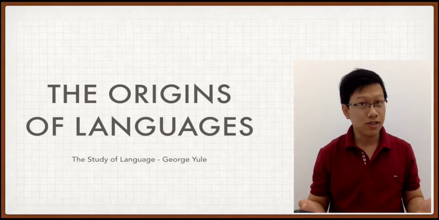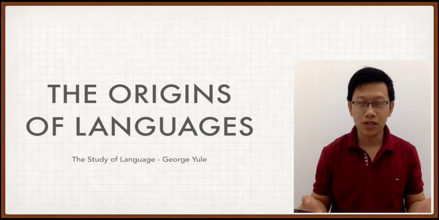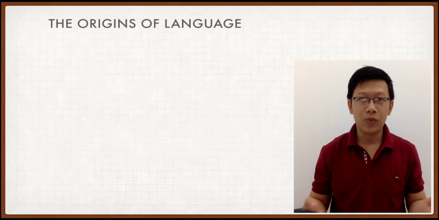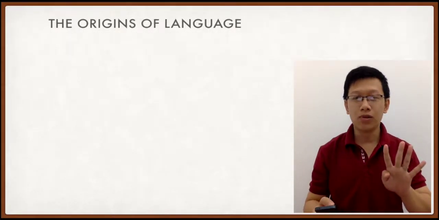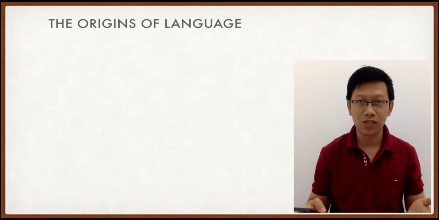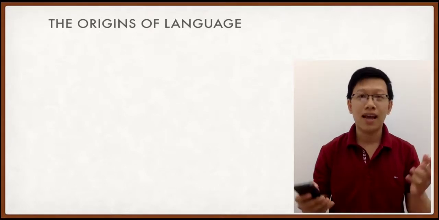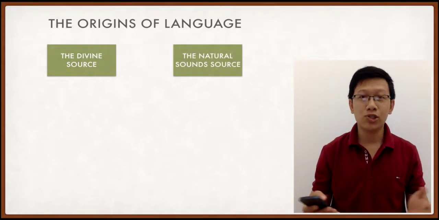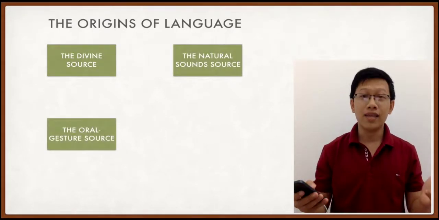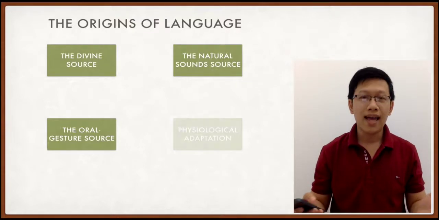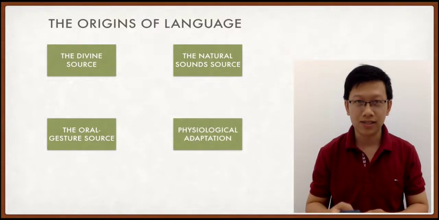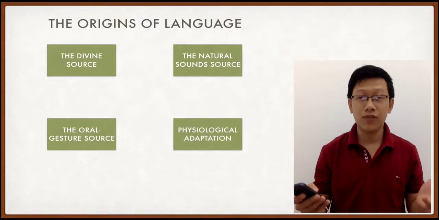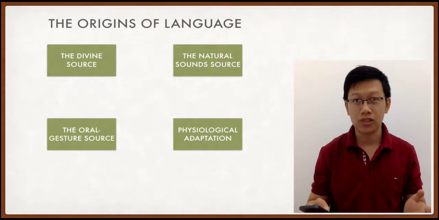So what are the origins of language? How did language first come into being? Today we are going to study four most popular sources of language proposed by different theorists and linguists around the world: the divine source, the natural sound source, the oral gesture source, and the physiological adaptation. So we're going to start first things first with the divine source.